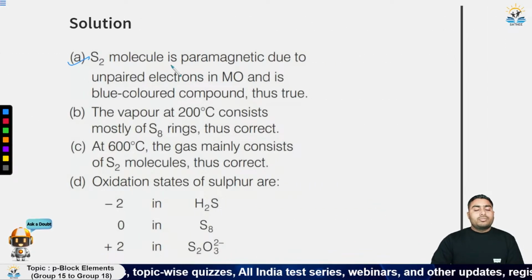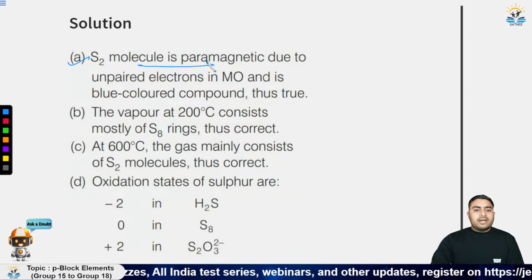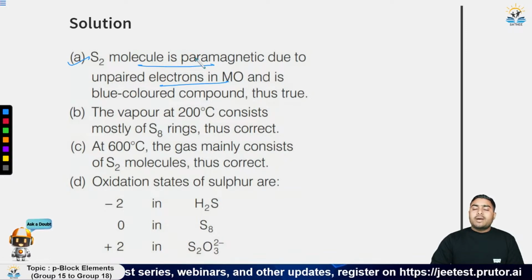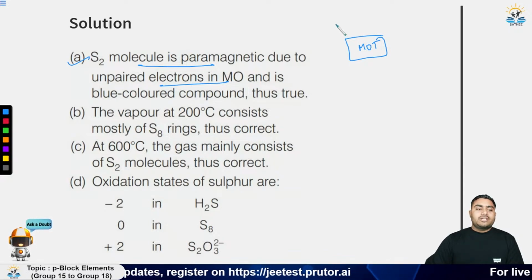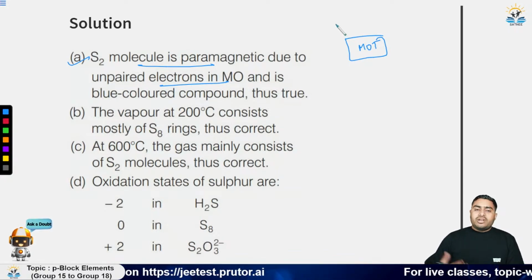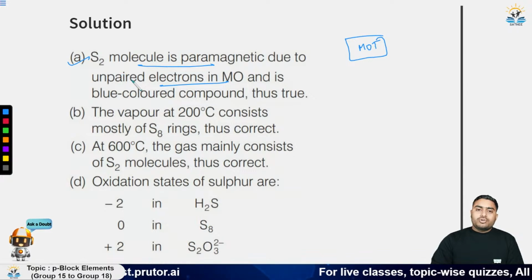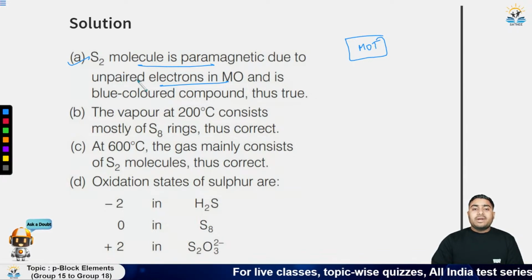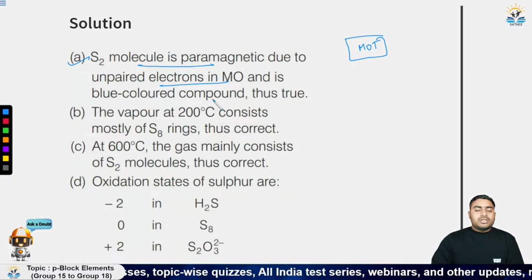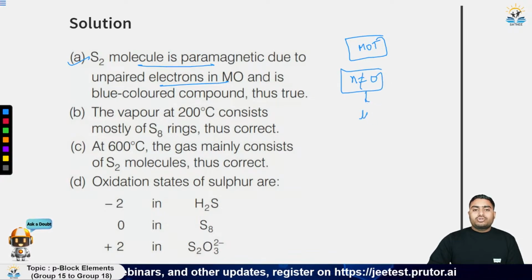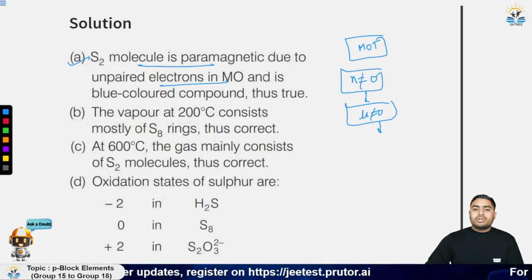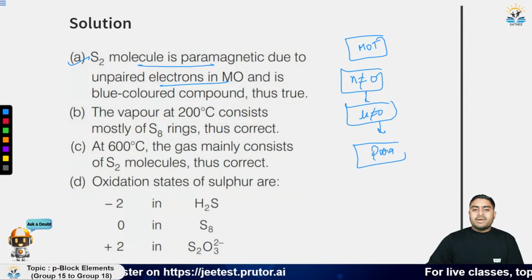So you can see the solution, part A. That means option A. S2 molecule is paramagnetic due to unpaired electrons in MOs. MO is molecular orbital theory, you have done that, right? So you can draw the molecular orbital diagram of the S2 molecule, and you will see that there will be unpaired electrons. Due to the presence of unpaired electrons, it will be paramagnetic. If the number of unpaired electrons is not equal to 0, then mu is not equal to 0, and definitely it will be paramagnetic.